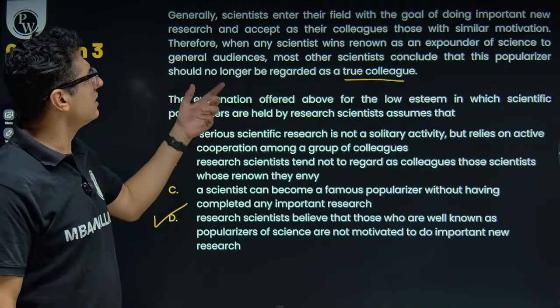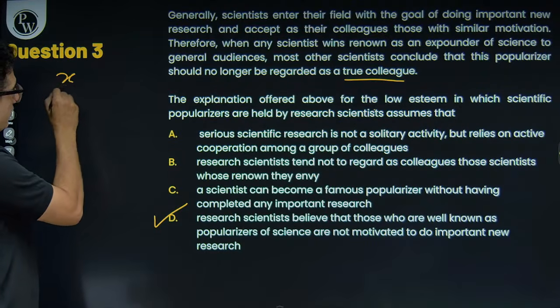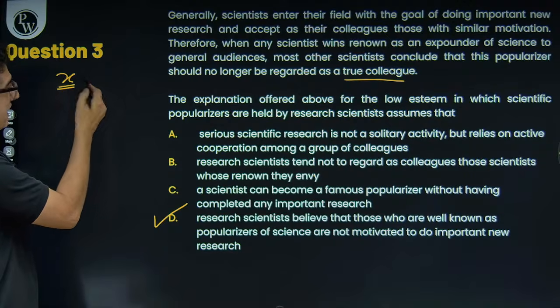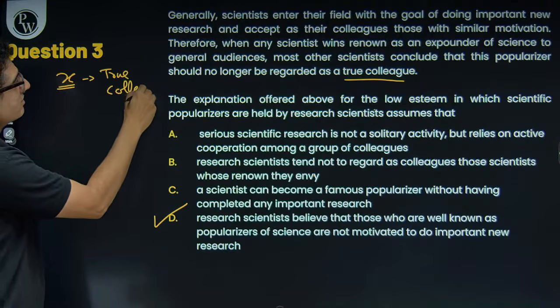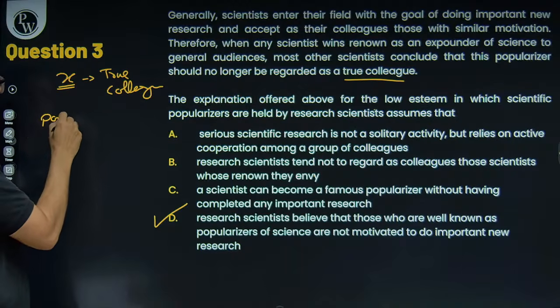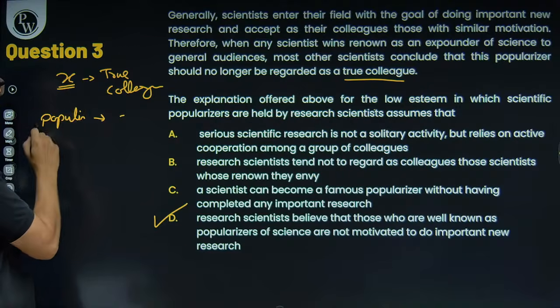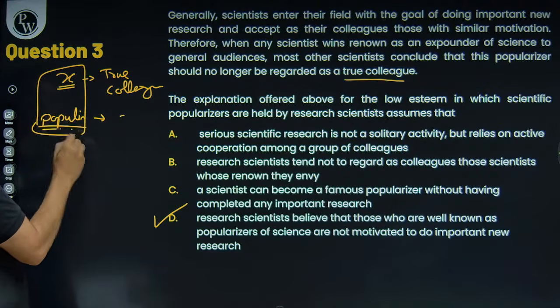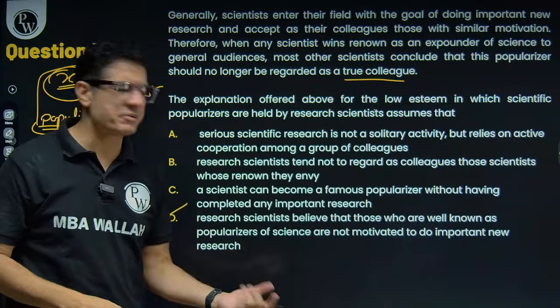So basically, you need to have a property X in order to be termed as a true colleague, right? Now, if somebody becomes a popularizer, he is not worthy of being a true colleague. So basically what we are saying is that if you are a popularizer, you do not have property X, and that is exactly what is given in D.